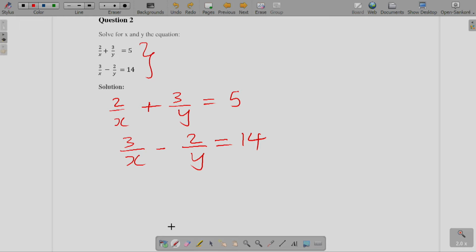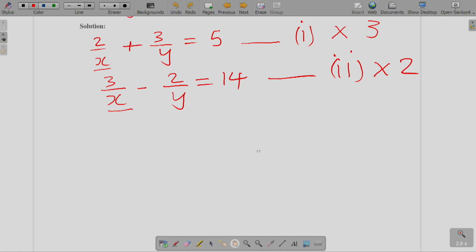The second step is to name these two equations given. So let's name this equation as equation number 1 and this one as equation number 2. So we need to eliminate the variable x. In order to eliminate the variable x, first let's multiply equation 1 by 3 and equation 2 by 2.